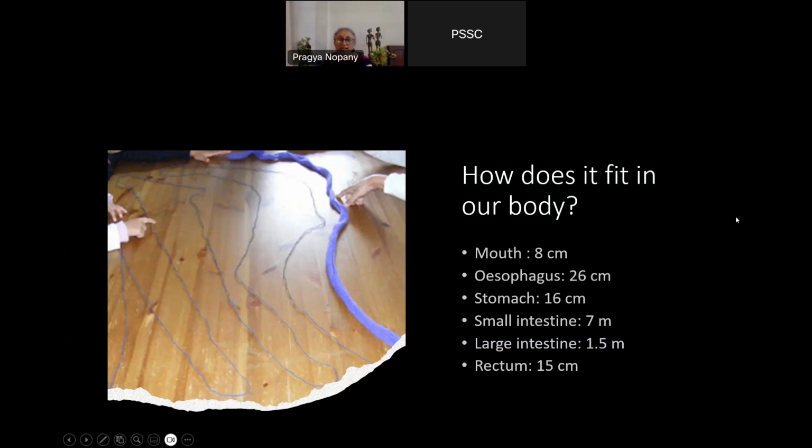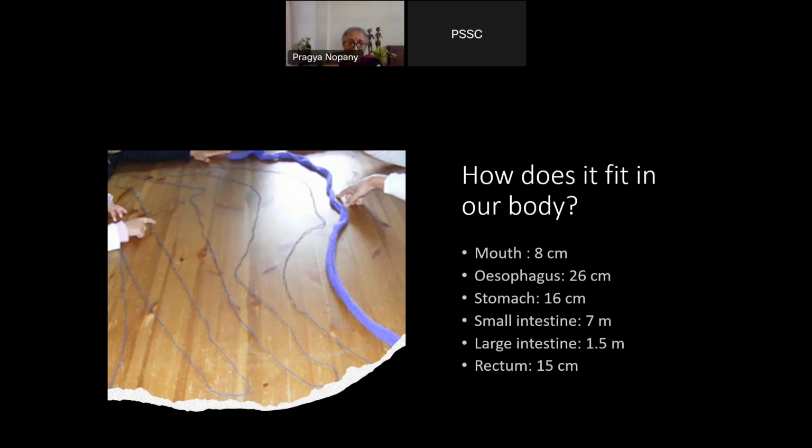And then you might give them this long thread of 7 meters, and then you might give them a stocking or some other kind of net kind of thing which is 1.5 meter long, and you ask them to spread it on the floor. And then they spread it on the floor, they see that 7 meters is such a long length, and added to that this 1.5 meter is 8.5 meter. So 8.5 meter long intestine, how does it even fit in our body?